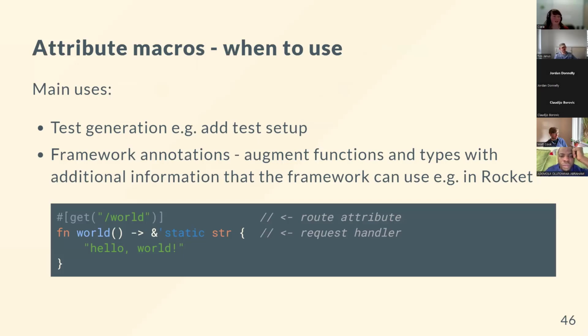With attribute macros, a classic example of when you'd use these is for test generation, test setup, and then framework annotations. When you're able to pass in argument functions, it means that you can add additional information that the framework is going to use. So in this example, if you've ever used Rocket, which is a service crate, and it's really easy to spin up a very quick service using these macros, then this attribute macro will generate a bunch of code behind the scenes that you don't need to see, that will take your function and generate a route from it that takes traffic at /world.